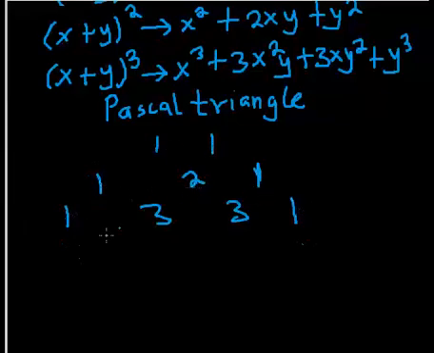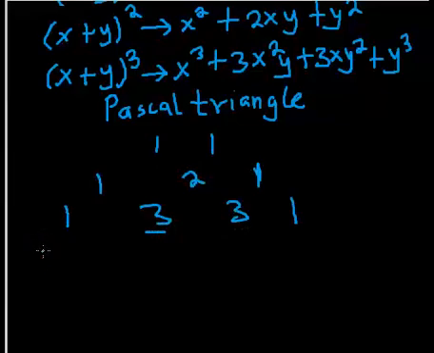Then for the degree 3, power 3, I'll write the last term, which is of course 1 1. Then I start adding. I have 1 plus 2, this gives me 3, and 2 plus 1. So always add. For me to get the middle coefficient, I always add the previous middle term.